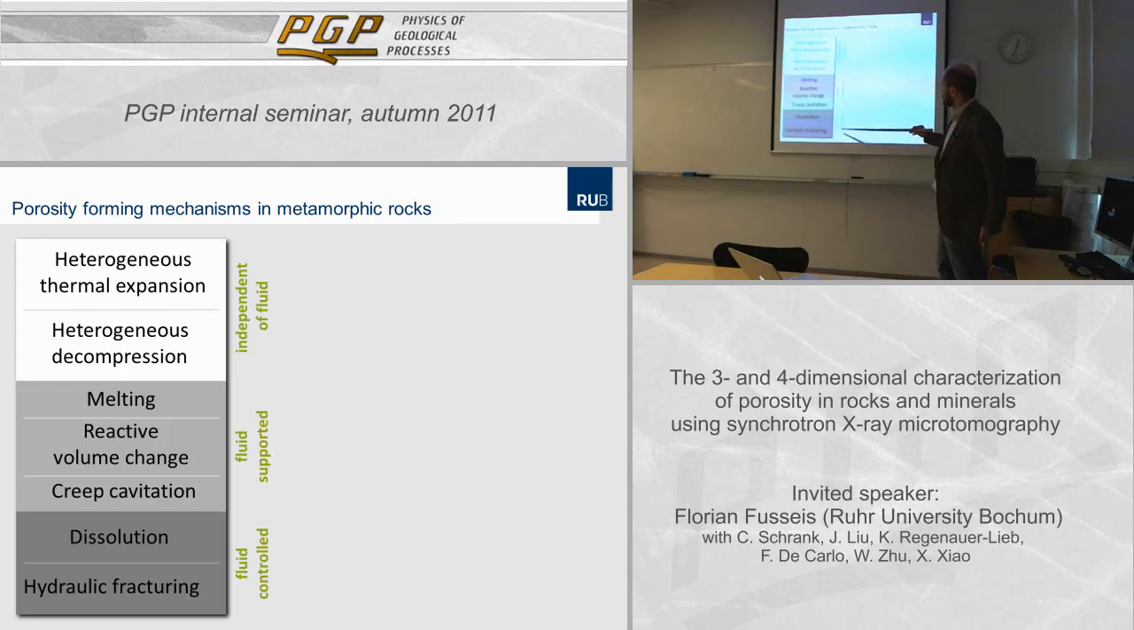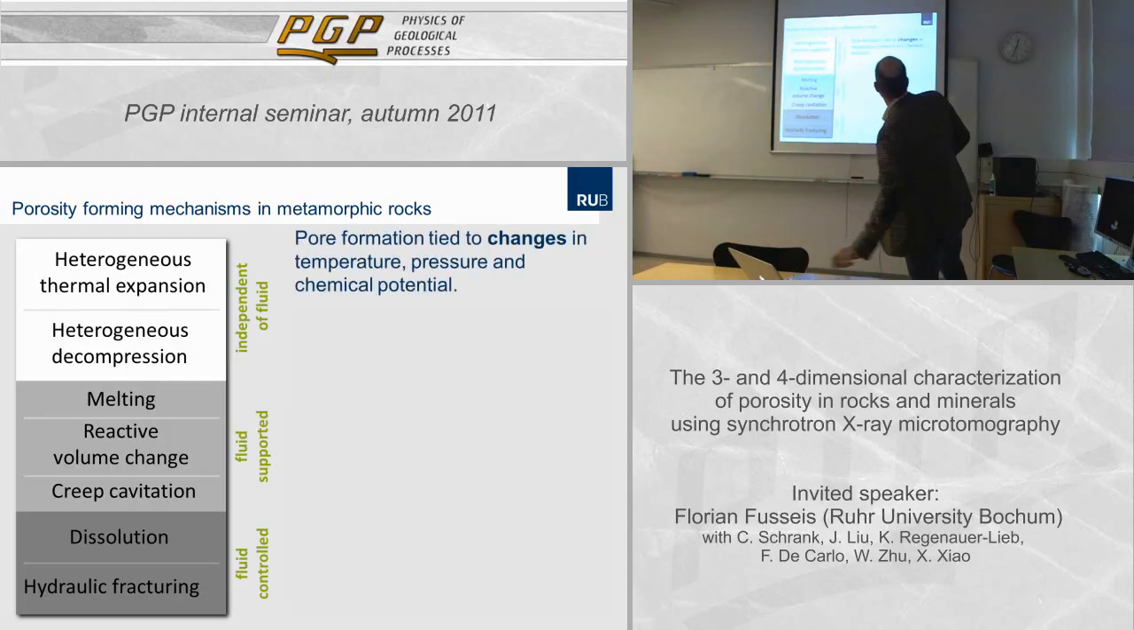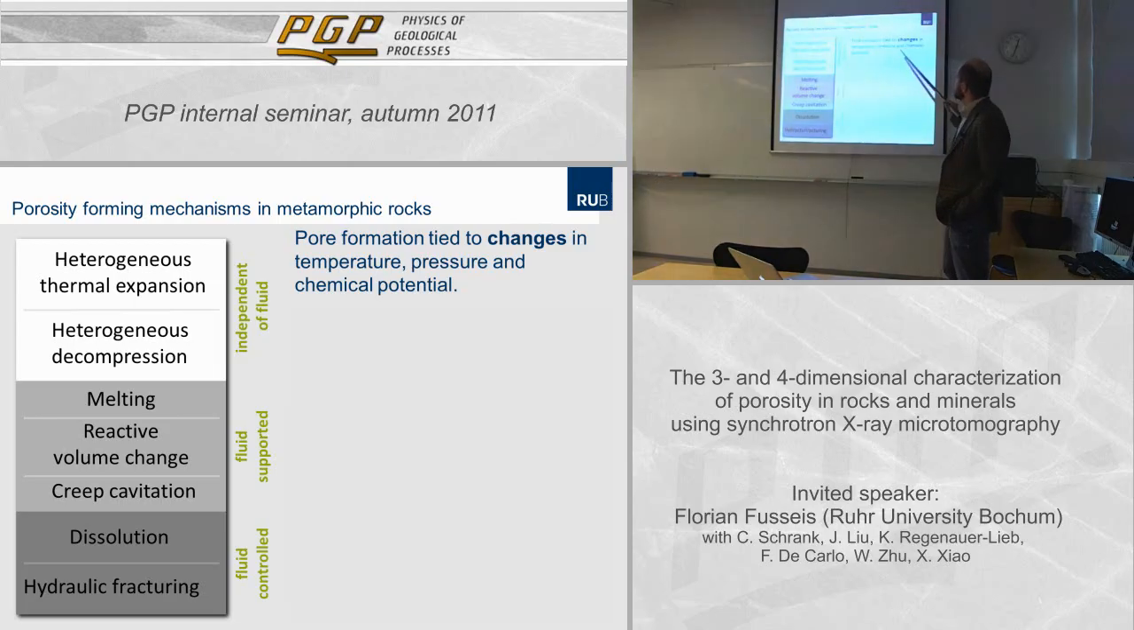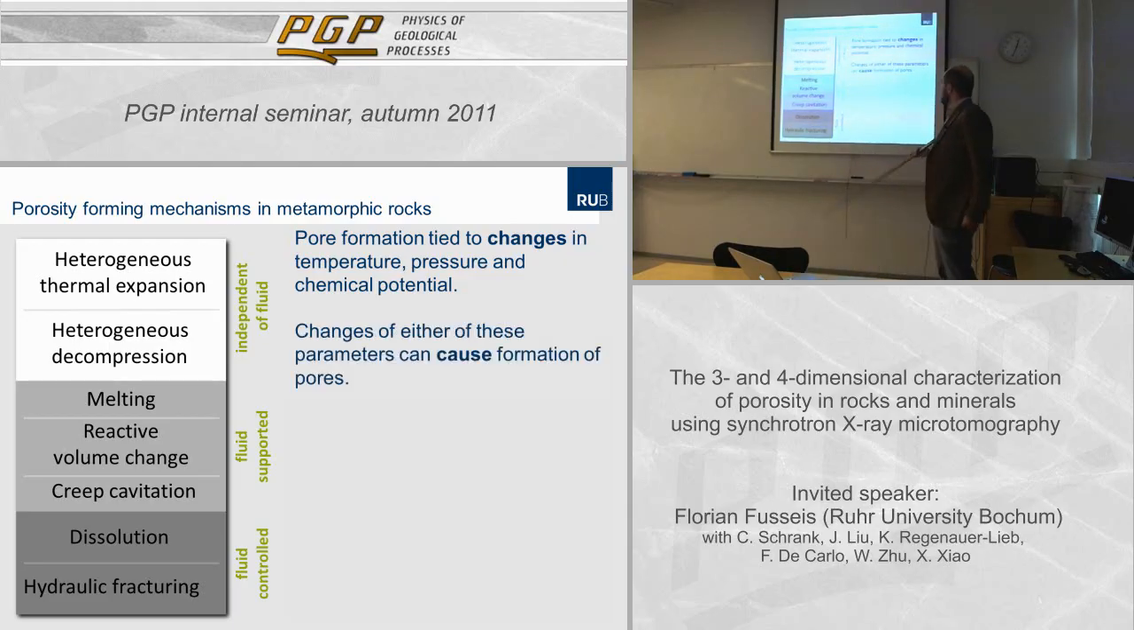Some of these mechanisms are fluid controlled; they wouldn't work without fluid being present. Others are quite grateful if there is a fluid around, and others don't care about a fluid at all. But what they all share is that they're tied to changes in temperature, pressure, or chemical potential. So wherever in a metamorphic setting we have a change in one or more of these parameters, we can assume that porosity could form, which could affect metamorphic permeability, which could in turn affect fluid-rock interaction.